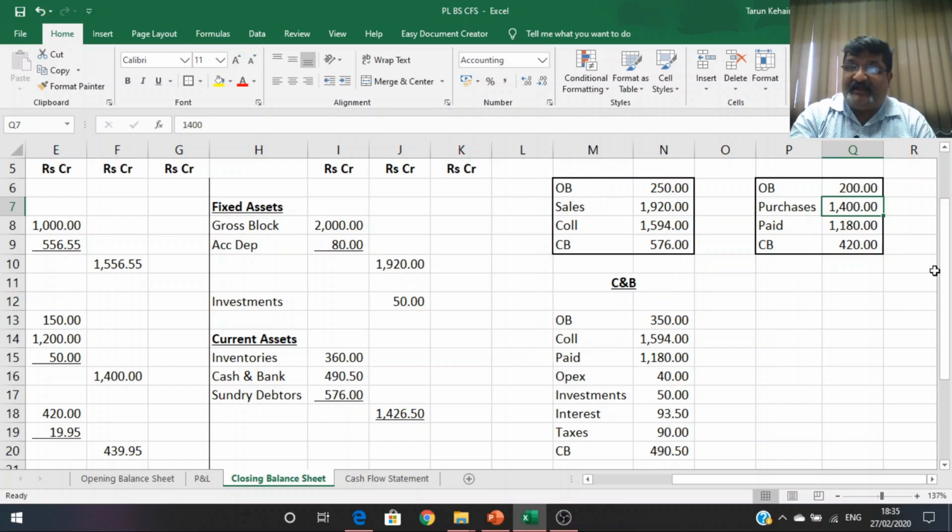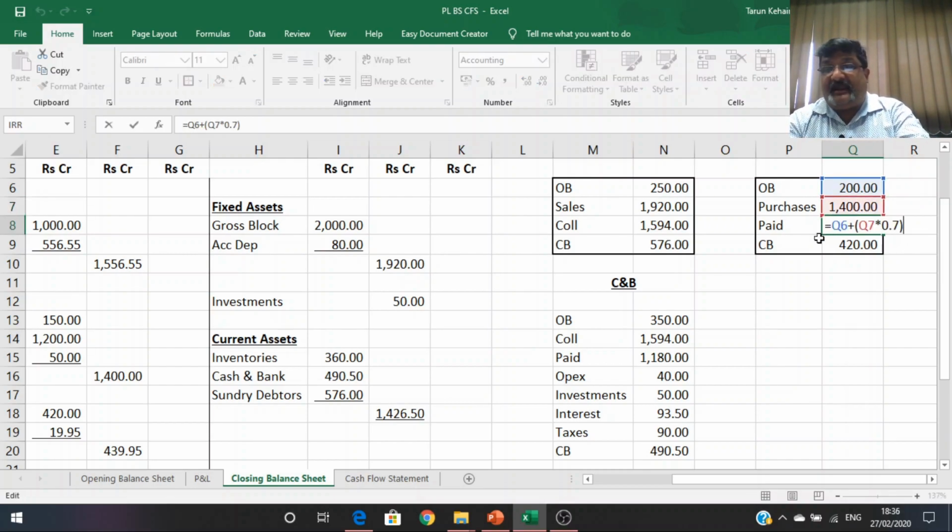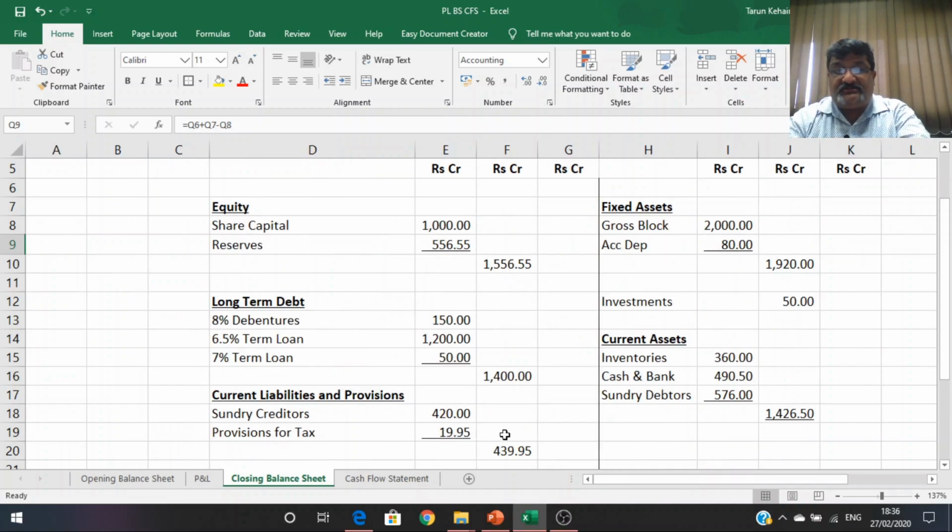Okay, and out of that, we have paid the entire closing balance and 70% of the current year's invoices. If you remember, the problem statement says that the same thing was done with the creditors, whatever we did with the customer, right? So we paid them 1180 crores, and what is left is a closing balance of 420 crores. So here you go. So I put my closing balance as 420, which now leaves us and brings us to the point of provisions for tax.